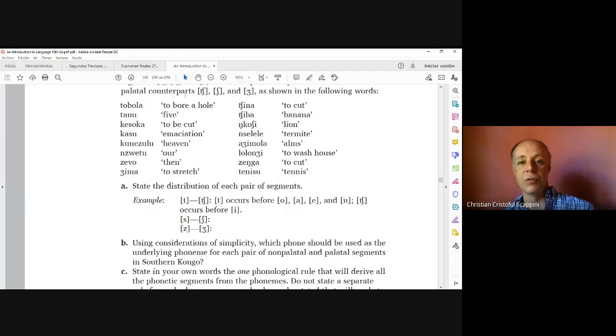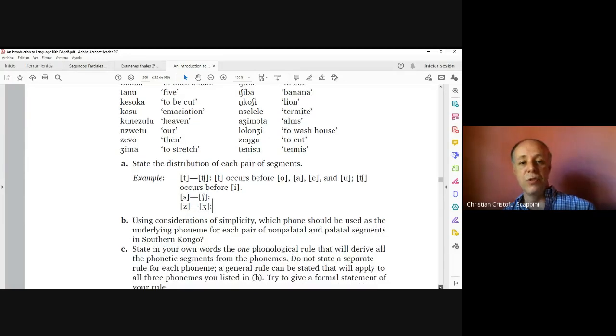So we just need to look at the linguistic corpus and know where each sound occurs. They give you an example and then you need to fill in the others. So the textbook is easy in this way.